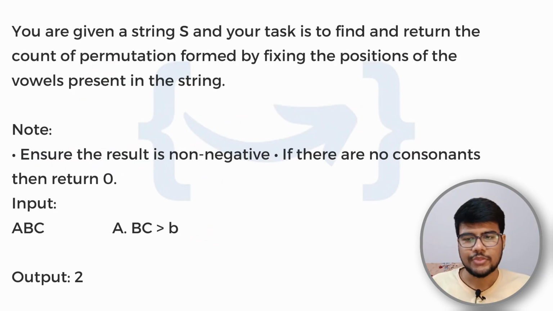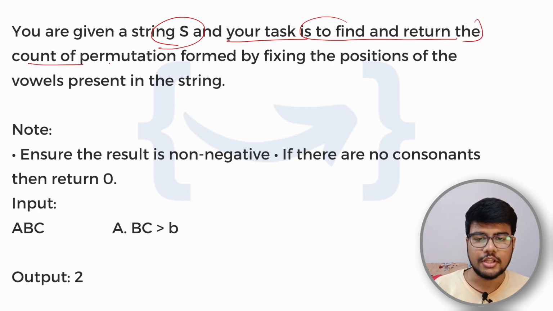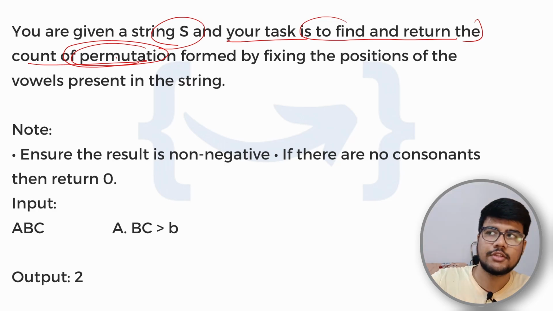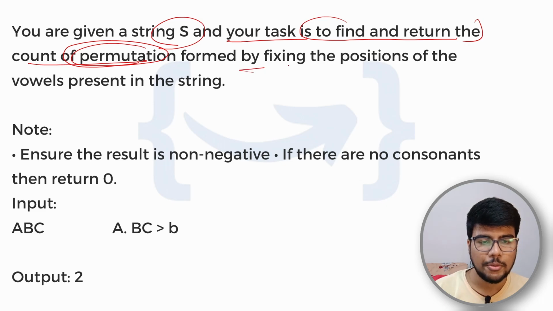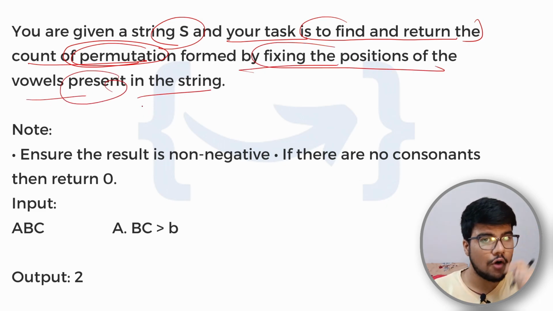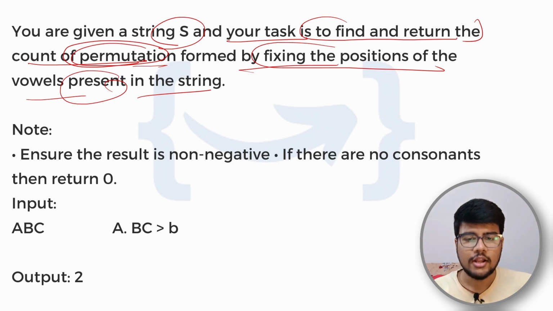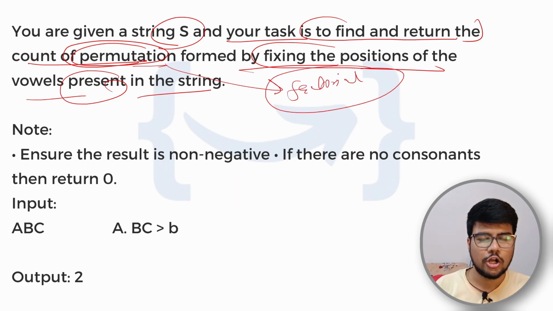Pretty good. Now, you are given a string S and your task is to find and return the count of permutations. After seeing this word, many of the people just fell down because they might have been thinking about subsequences. They need to calculate the permutations formed by fixing the positions of the vowels present in the string. Okay, we need to fix the vowel position. Fantastic. When permutation comes in my mind, my first thought reflects to the factorial stuff. Here we can apply some factorial thing. So this is the hint for you to solve this question.